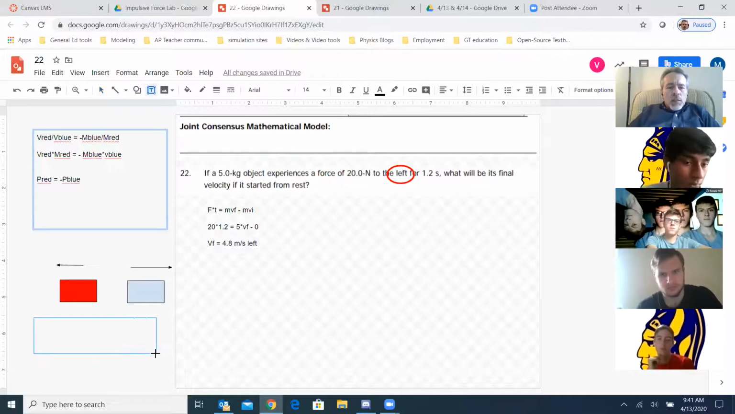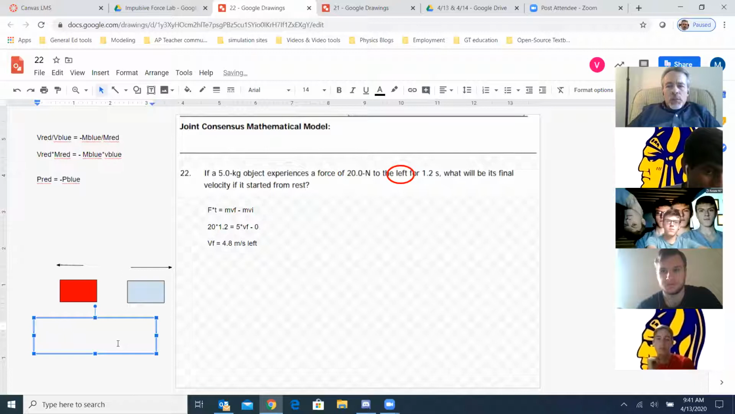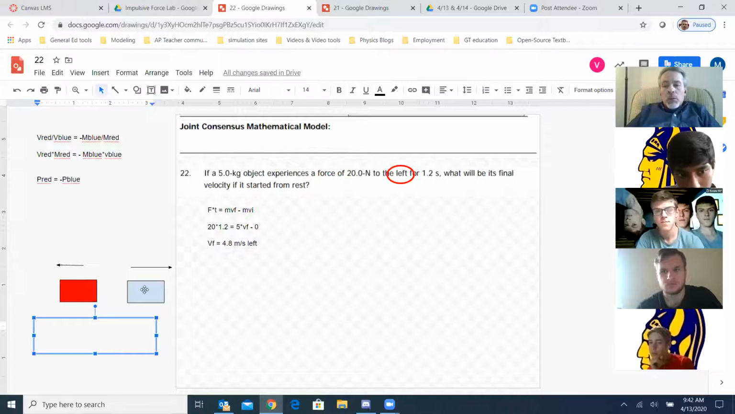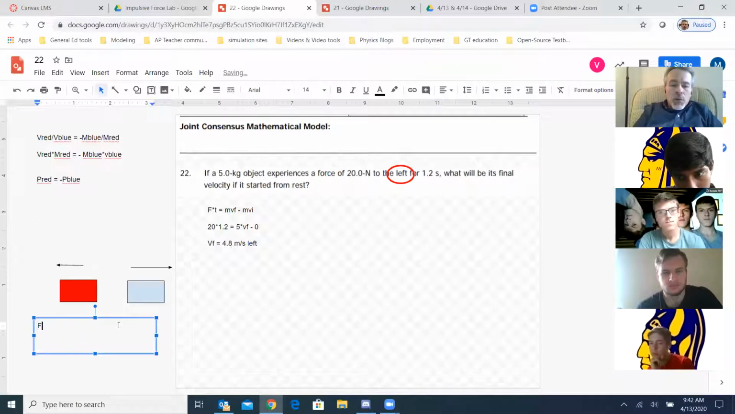We said that they would have the same force on them because of Newton's third law. If I had you draw a force diagram right during the explosion, there'd be a force on the red from the blue, and an equal and opposite force on the blue from the red. And so that led to this idea of impulse. Force times time equals mvf minus mvi.